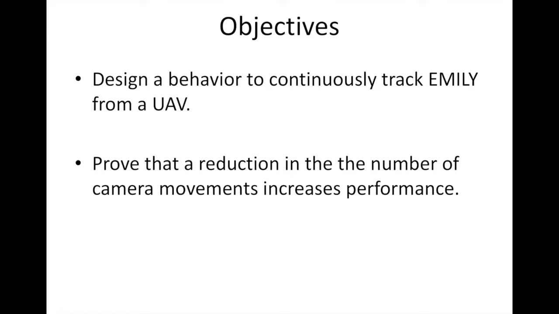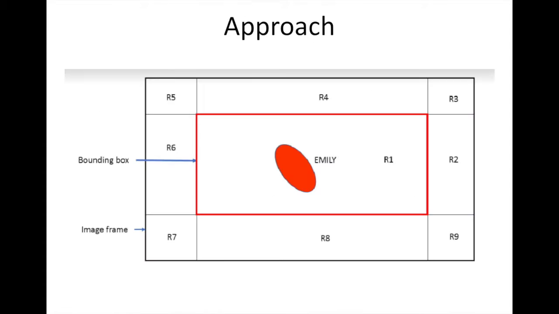The objective of the project was to design a behavior for the UAV to continuously track Emily. Additionally, we needed to minimize camera movements to ensure that Emily stays in view all the time and not necessarily in the center. The approach we follow is a simple one.